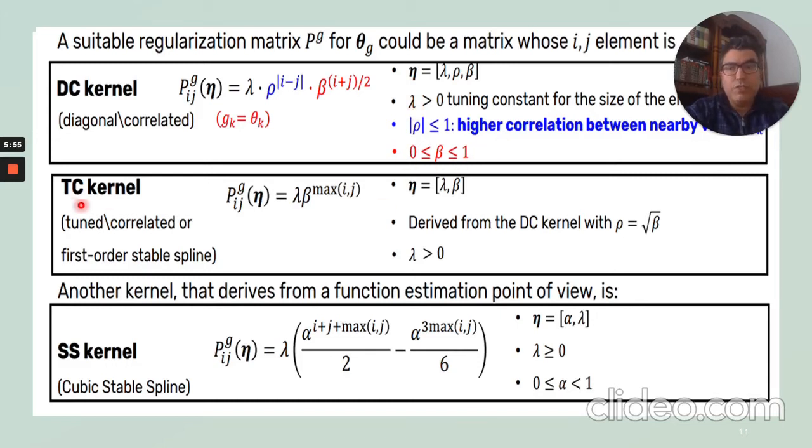This one is the TC kernel, tuned correlated, and it is a special case of the first one. If we take rho equal to the square root of beta, and then combine those exponents. The third one we're going to talk about when we talk about function estimation, and it's given in this form. The entries ij are given in this form, and this is a special case with order 2, called the cubic stable spline.